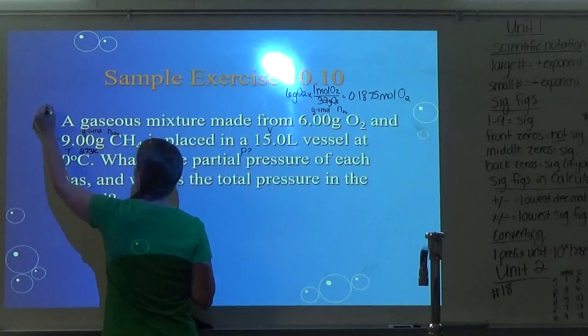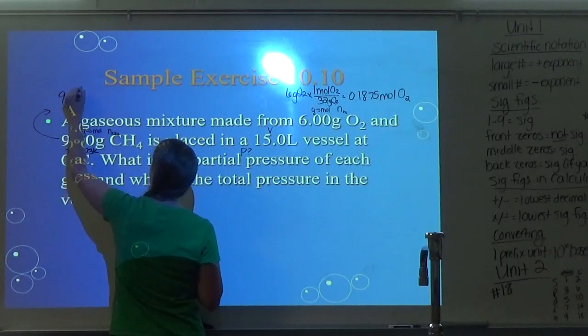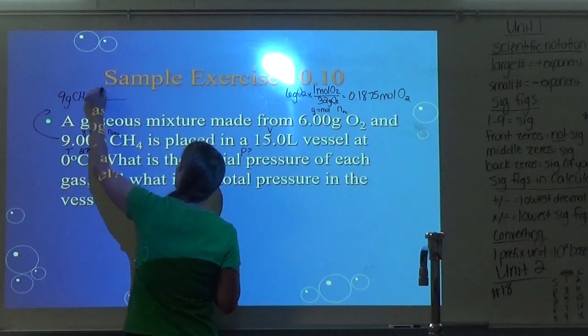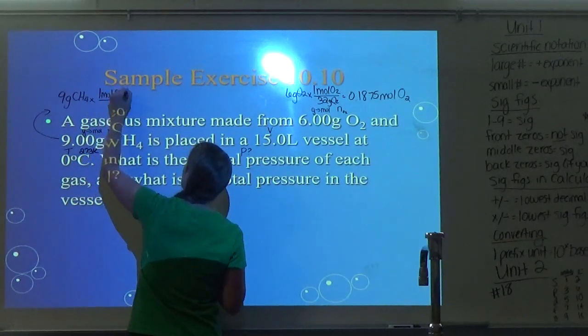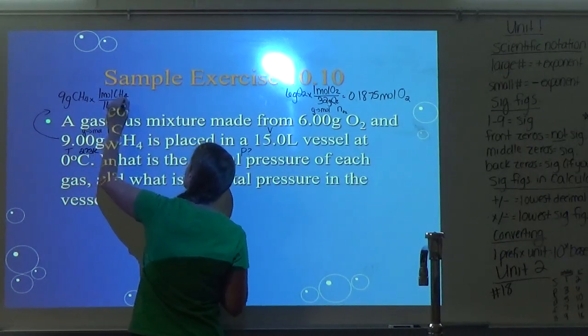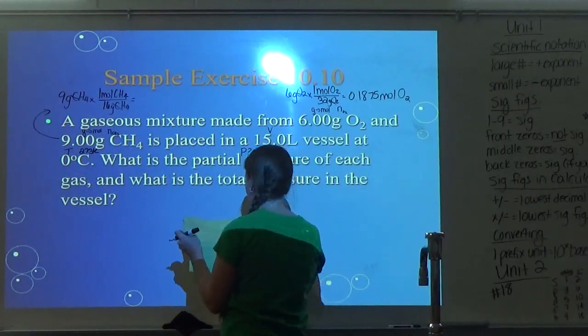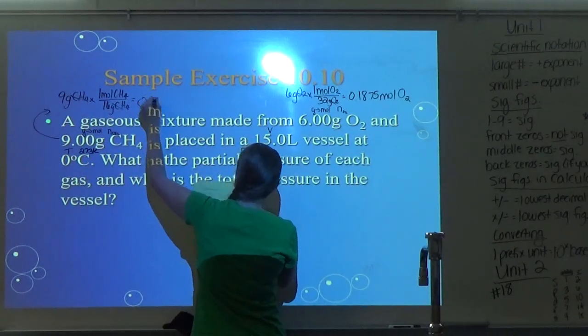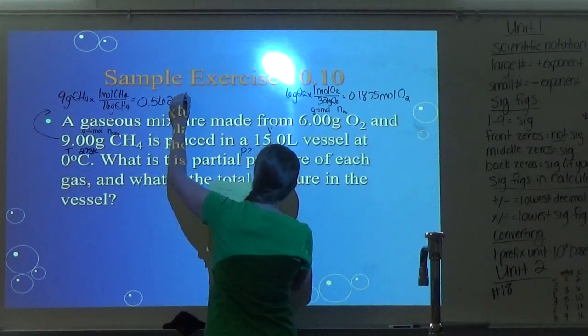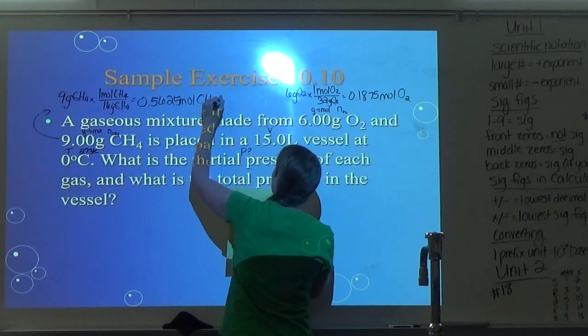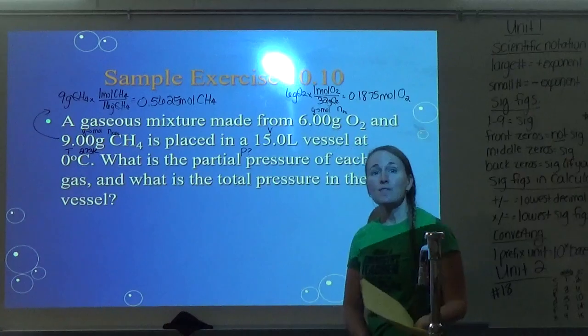All right, and then I'm going to do this one. So I have 9 grams of CH4. We know 1 mole of CH4 equals the molar mass, which is 16 grams. And so once I solve that, I got 0.5625 moles of CH4. Alright, so now I'm ready to solve for these pressures.